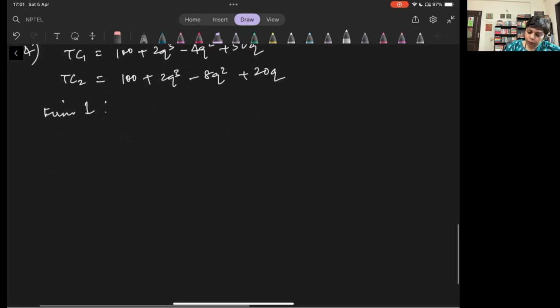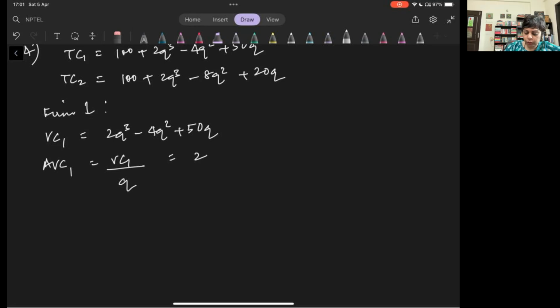Variable cost 1 is 2Q³ minus 4Q² plus 50Q. So average variable cost for firm 1 is just this whole quantity divided by Q. So this is 2Q² minus 4Q plus 50.